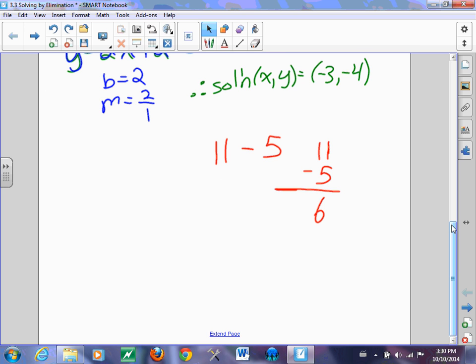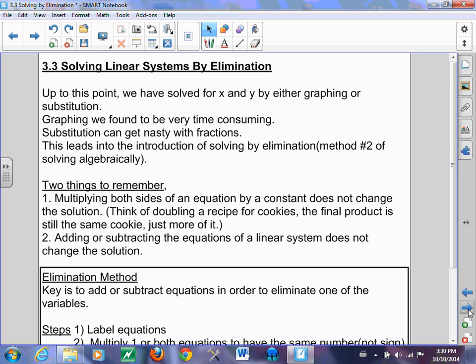Okay, so elimination is where we're going to line things up, and then we're going to add or subtract to eliminate. All right, up to this point we have solved for x and y by either graphing or substitution. Graphing can be found to be very time consuming or inaccurate if your point of intersection is outside your graph or in the crosshairs. Substitution can get nasty fractions. This leads us to the introduction of solving by elimination, which is method number 3, but it's method number 2, or it's your second way of solving algebraically.